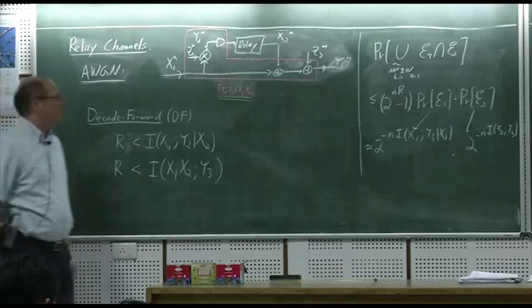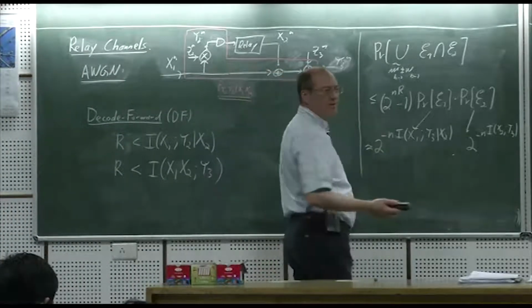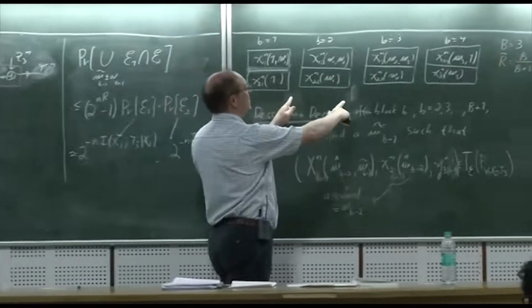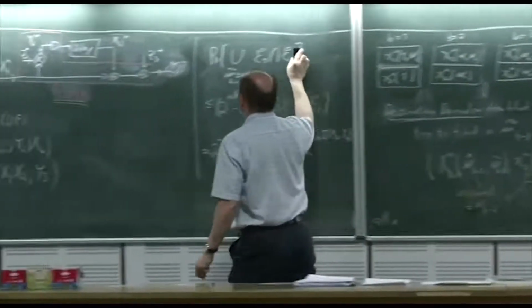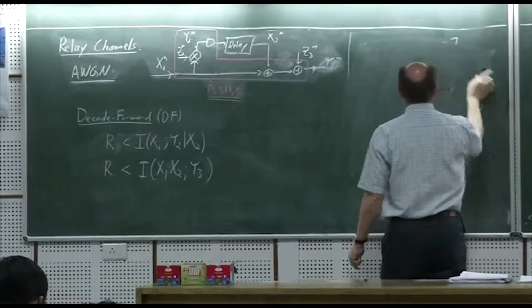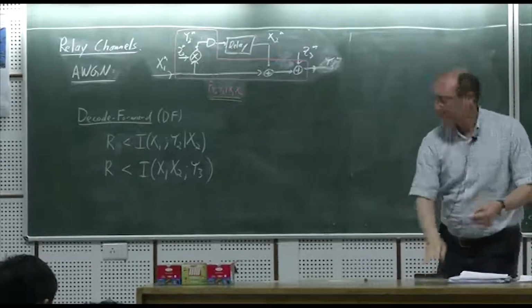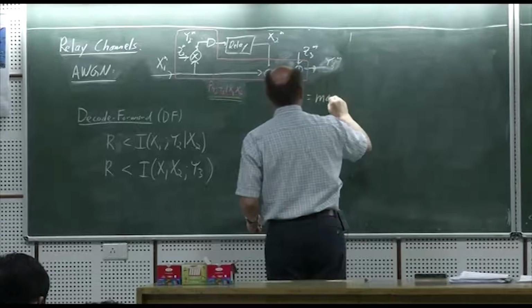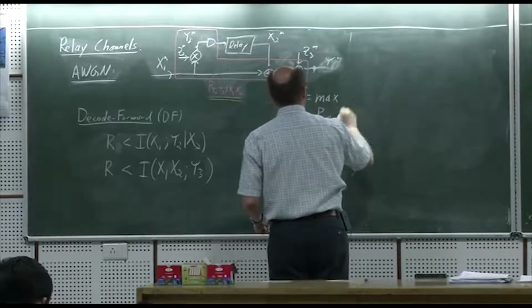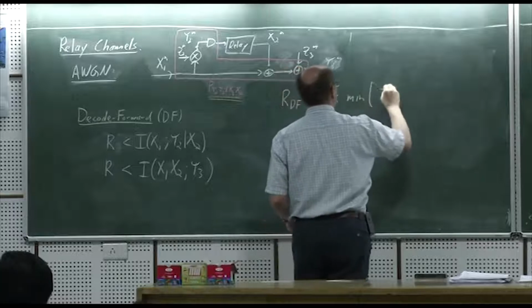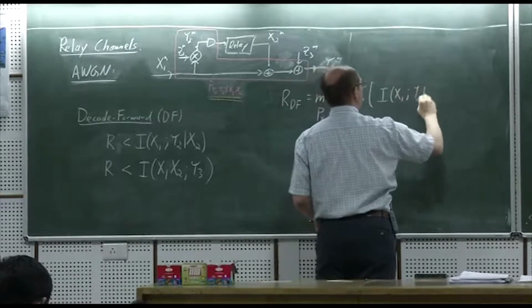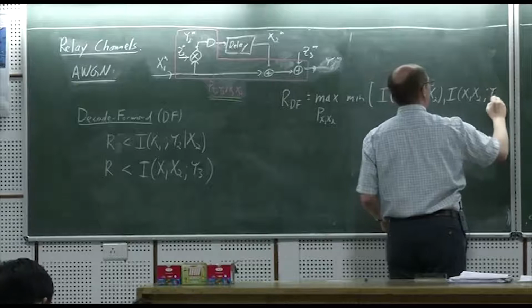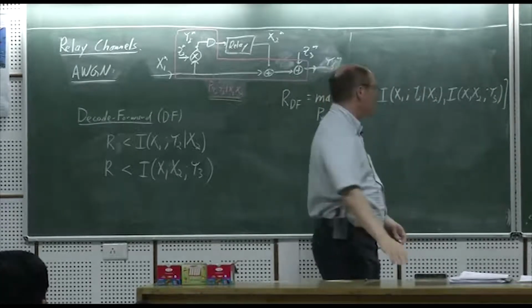Okay, so the decode and forward rate, is that clear? That's where the sliding window picks up one information from here plus another one. That's why we're doing it. So the decode forward rate, R_DF, is going to be the max over all joint distributions of the min of I x1 y2 given x2, that's the relay decoding bound, and I x1 x2 y3, that's the receiver decoding bound. That's the decode forward rate.